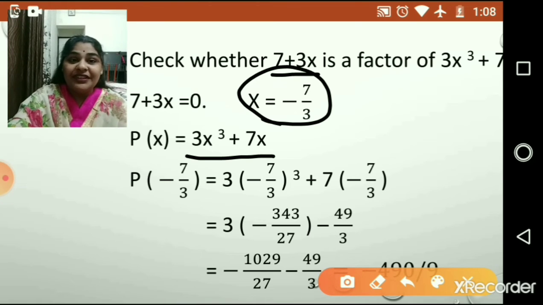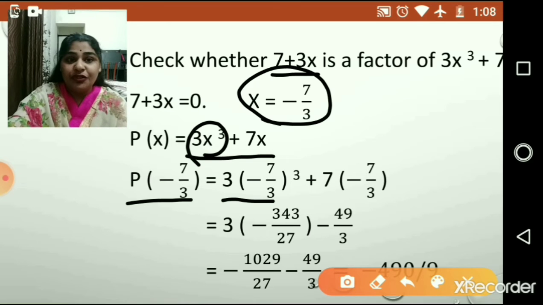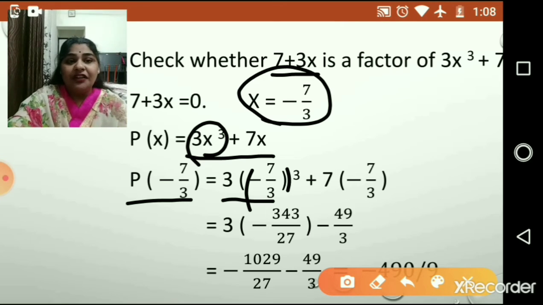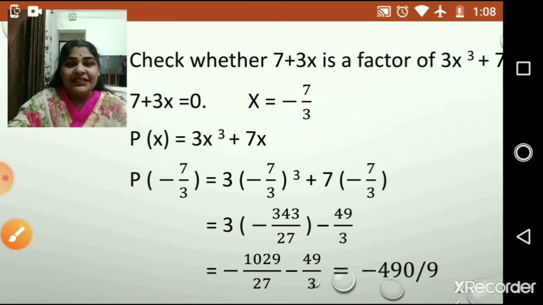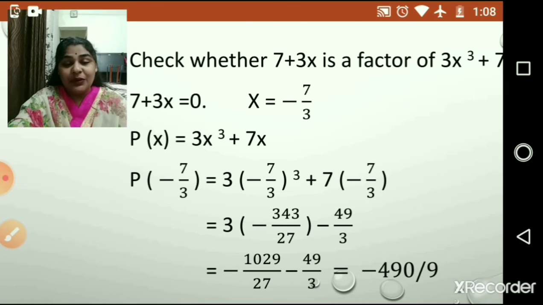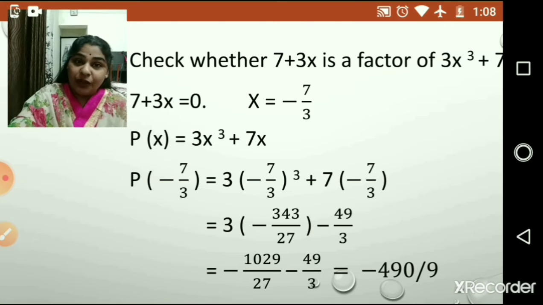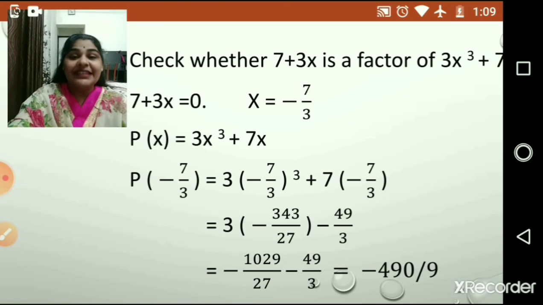So let us substitute, children. So p of minus 7 upon 3 will be equal to 3 into minus 7 upon 3, because it was 3x cube, right? And whole cube you can see here, plus 7 into minus 7 upon 3, that is 7x. Now after solving this, you will get here minus 490 whole divided by 9. So if it is not 0, we will say that 7 plus 3x is not a factor of 3x cube plus 7x. And if it is 0, then we will say yes, it is the factor of, right?